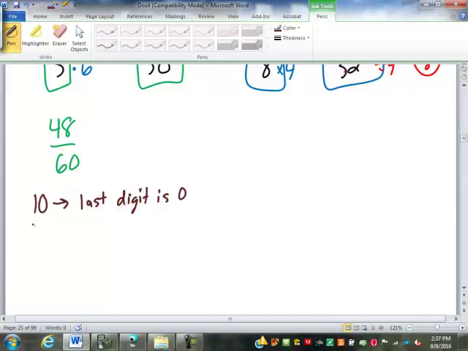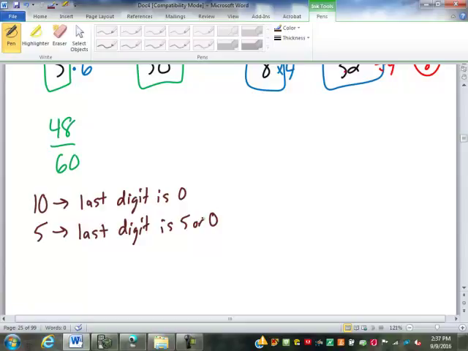So if there's no tens, I look for 5. How do I tell if something can be divided by 5? There we go, the last digit is 5 or 0. So the 60 is still a 0, so we can divide that by 5. The 48 does not have a 5 or 0, so we can't divide that.